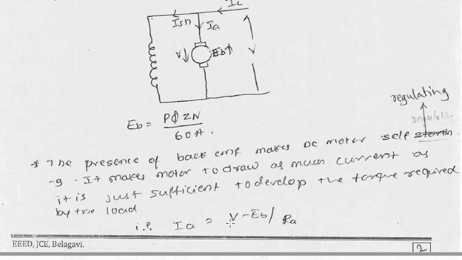Now what is the value of the armature current? 250 minus 240 divided by 1, that would be 10 amperes. So initially it will draw 10 amperes. Now let us say we increase the load, means we put a mechanical load on the motor. Whenever we put a mechanical load on the motor, what happens to the speed?